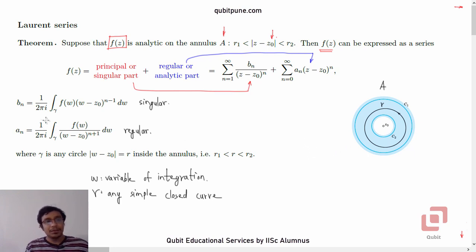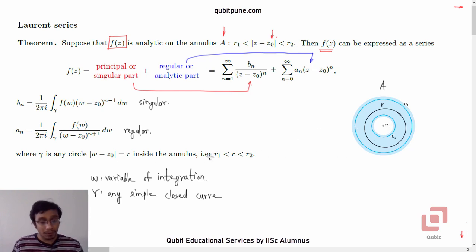Okay, so that is bn, and for an we have 1 upon 2 pi i into the integral of f of omega upon omega minus z naught to the power n plus 1 d omega. Any circle omega minus z naught equal to r inside the annulus, and well, it need not be centered at z naught, it can be centered anywhere.